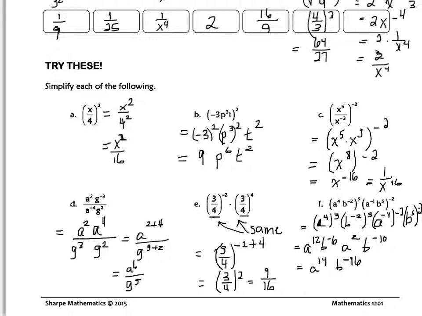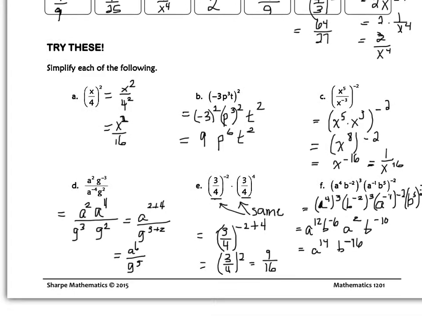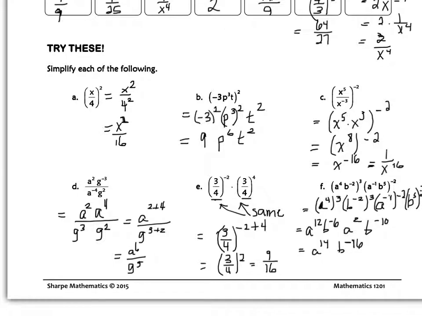But again, you cannot have a negative exponent in a simplified answer, so you would write that as a to the 14 times 1 over b to the 16, which simplifies further to a to the 14 over b to the 16. And again, some of those steps can be skipped if you understand what you're doing.